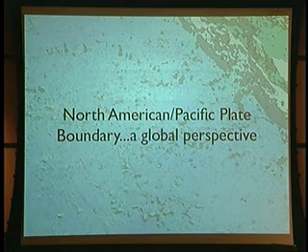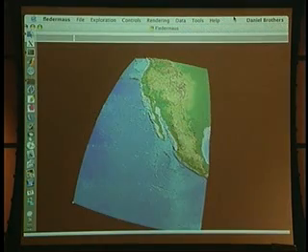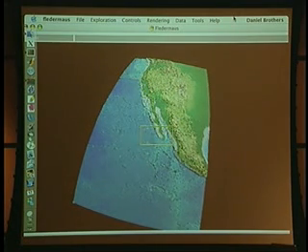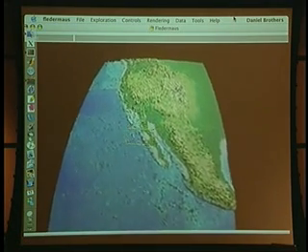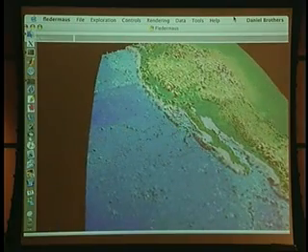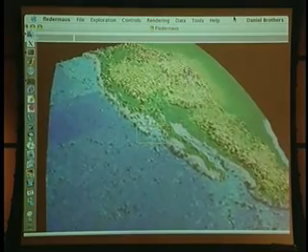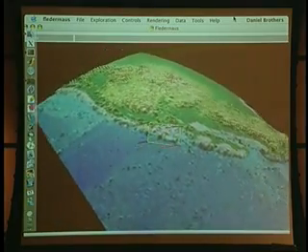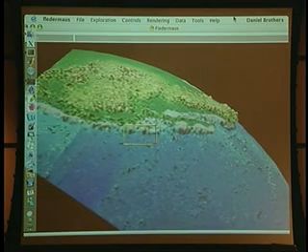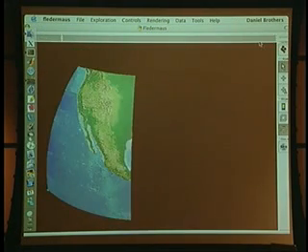But before that, what we'd like to do is just fly around this plate boundary and get a sense of the larger geological picture. So this is a global perspective of North America. What we can do with a little bit of luck is fly in. Flying here a lot quicker this time.